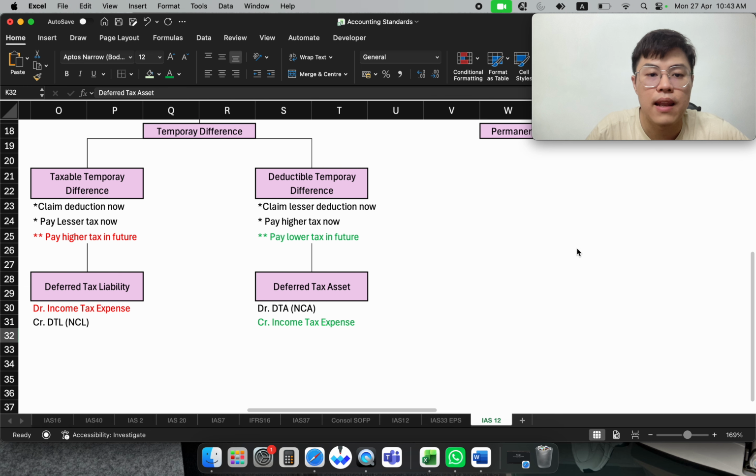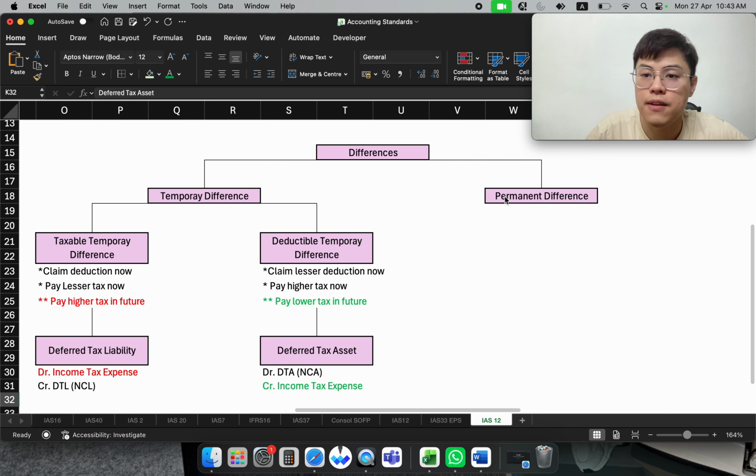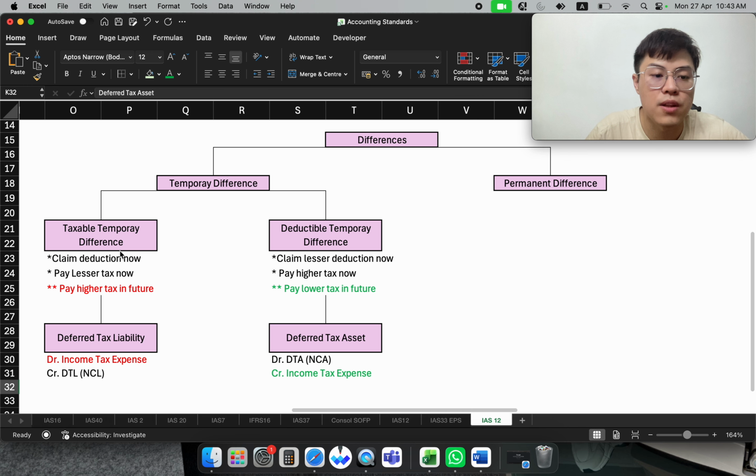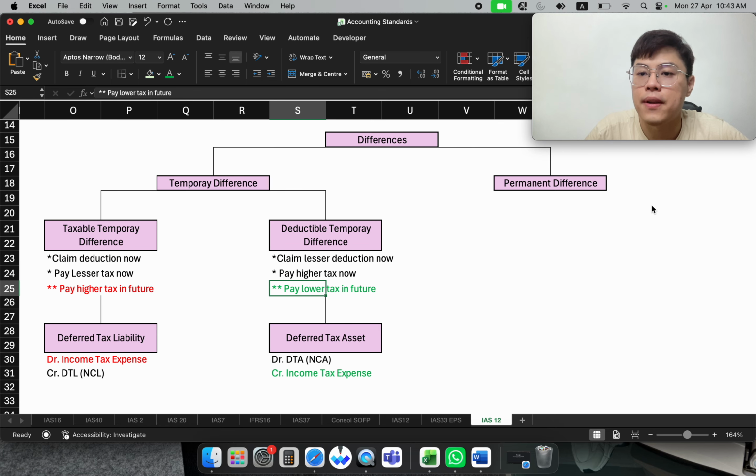And the last one will be your permanent difference. When you decide on the temporary difference, you need to ask yourself whether you are going to pay higher tax in future or pay lower tax in future. That will help you to determine deferred tax liability and deferred tax asset. And the last will be the permanent difference. I'll give you an example.